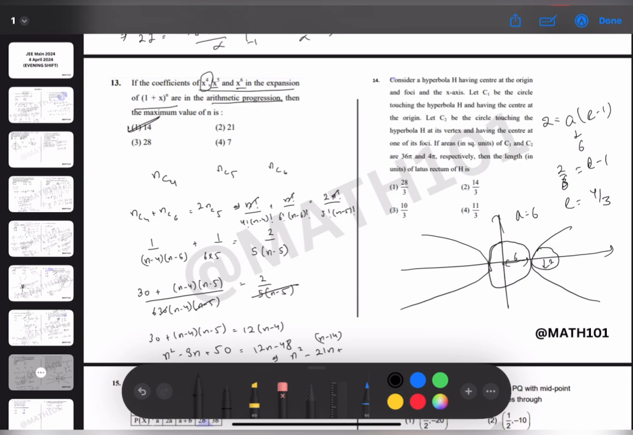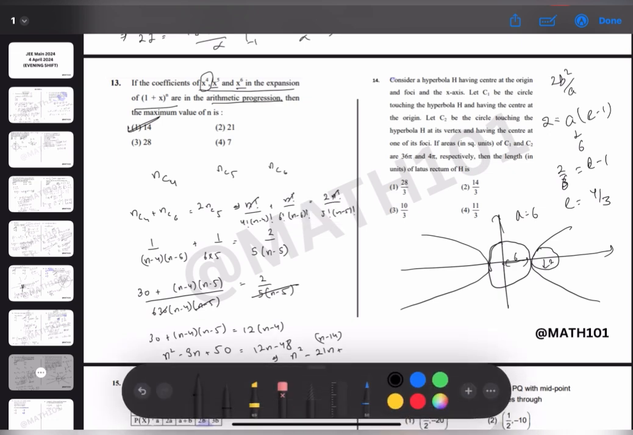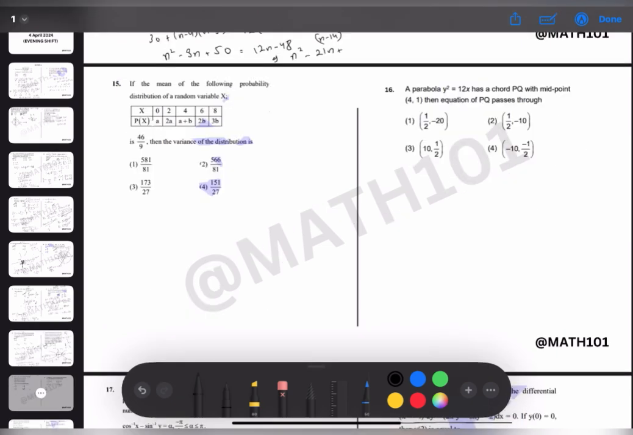Then the length of latus rectum is equal to 2b square by a, and b square is equal to a square into (e square minus 1). A square is 36, e square is 16 by 9 minus 1, 36 into 7 by 9, 28. B square is 28, so 2 into 28 upon 6, which equals 28 by 3, is the answer. Moving on to the next question.